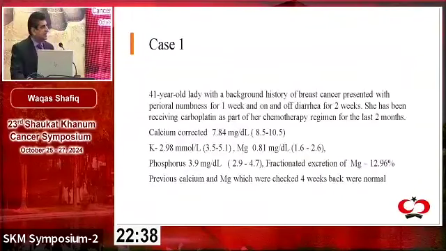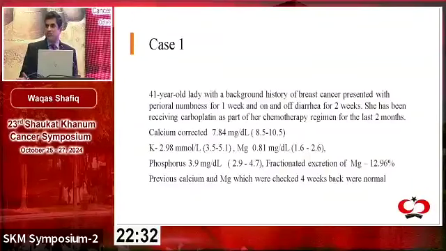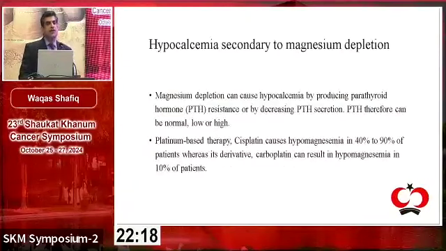So initially, because she had diarrhea and vomiting, everybody thought it's actually the GI loss, which is making low magnesium. And later on, when the diarrhea improved, and despite that, the calcium remained low, then we started investigating further. So this patient got a hypocalcemia secondary to magnesium depletion. Magnesium depletion can cause hypocalcemia by producing parathyroid hormone resistance and decreasing parathyroid hormone secretion. Therefore, parathyroid hormone can be normal, low, or high in these cases.